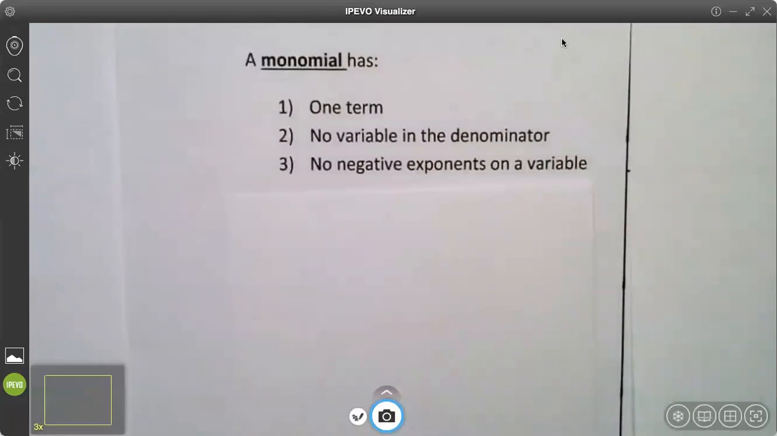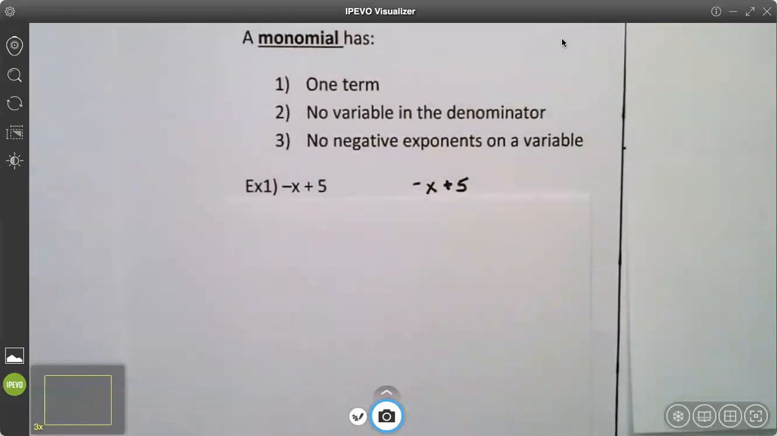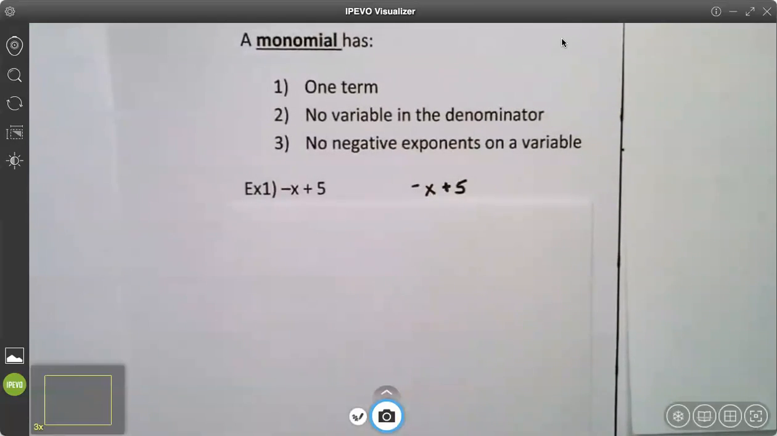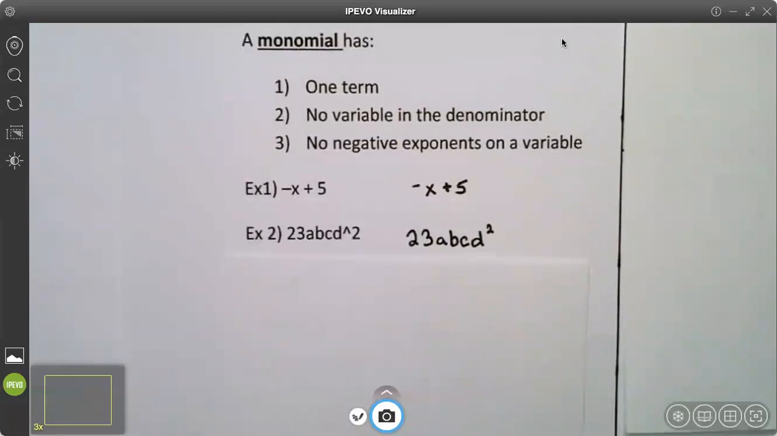So let's look at some examples. Number 1, negative x plus 5. Is this a monomial? No, because it has 2 terms, negative x and 5. Example 2, is this a monomial? Yes, there's only one term. There's no plus or minus sign separating it into more than one term, no variable in the denominator, and no negative exponents on a variable.